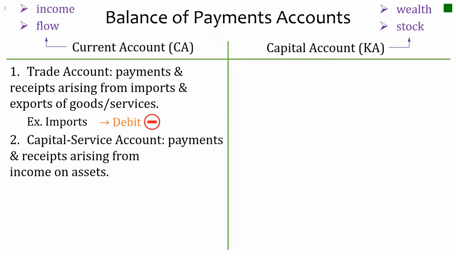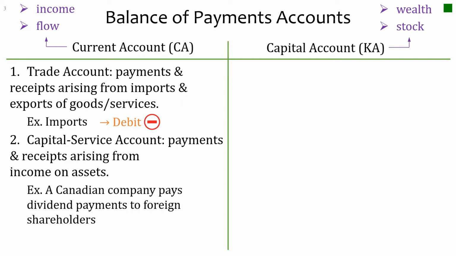Another type is capital service account, which represents payments and receipts arising from income and assets. So what is that? For instance, a Canadian company pays dividend payments to foreigners. Okay, now if a Canadian company is paying, is that a debit or a credit? That would be a debit. All right, so to summarize the current account, you really have two main things, either goods or services, or income and assets. All right, so that's the idea here.